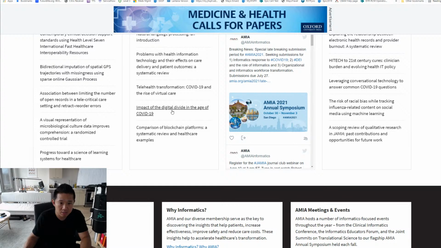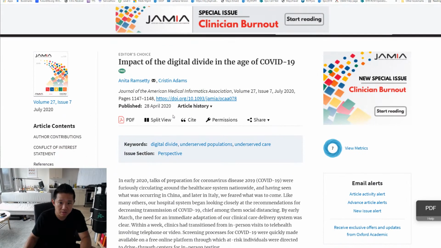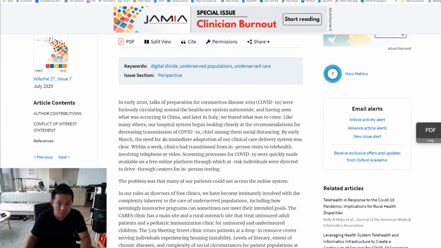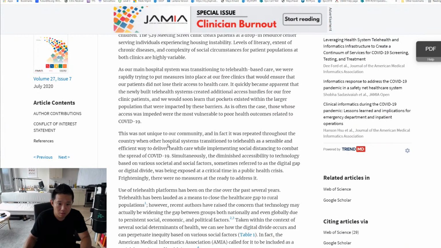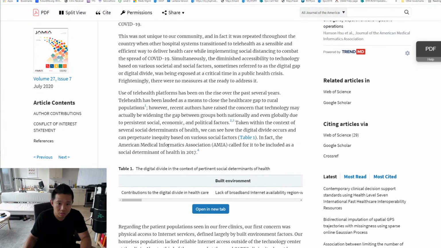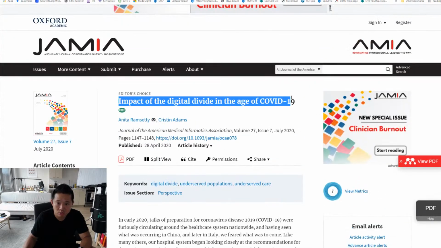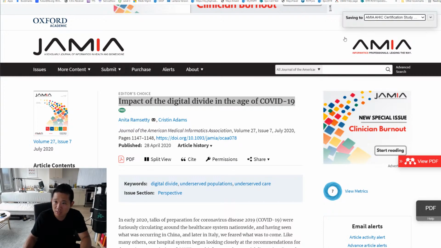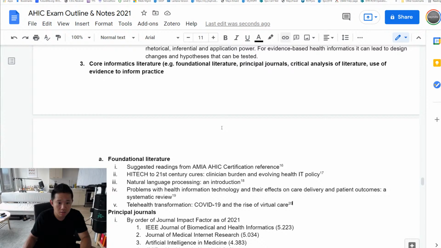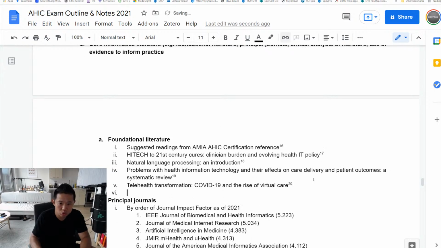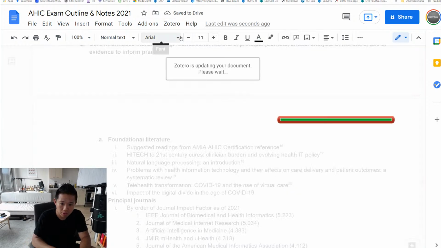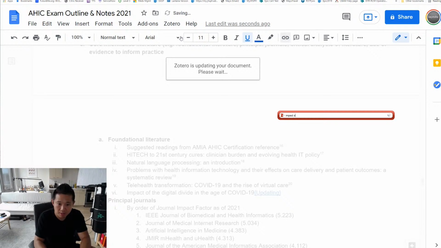Impact. Oh, I like this. I think I've read this one before. Impact of the digital divide in the age of COVID-19. Yeah, this is good. I think this is important too. As we become more digitized, what are some of the problems that we see? It's more of a social type article, which would be super awesome. Broadening our skill sets here.